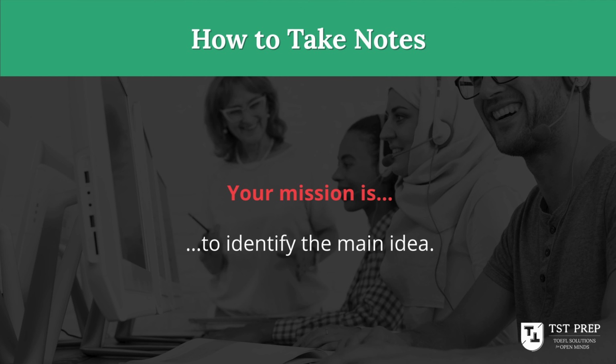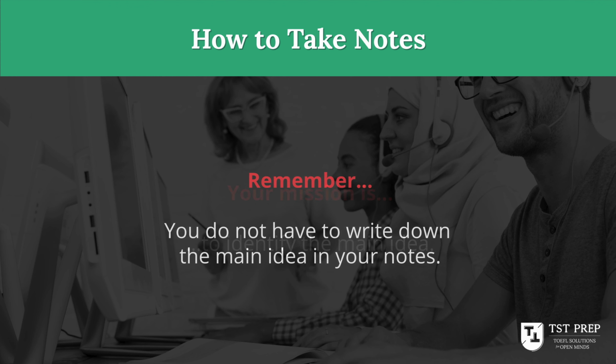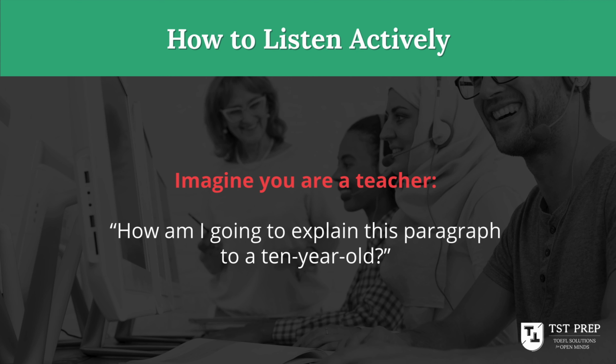Okay, so again, your mission is to identify the main idea. But if you remember, you don't have to write down the main idea, right? We're going to talk about could, should, and must again here as these three levels of things that you should write down in your notes. But again, your goal is always to be able to explain this passage to a 10-year-old. And you have to identify the main idea and you have to explain it to a 10-year-old.